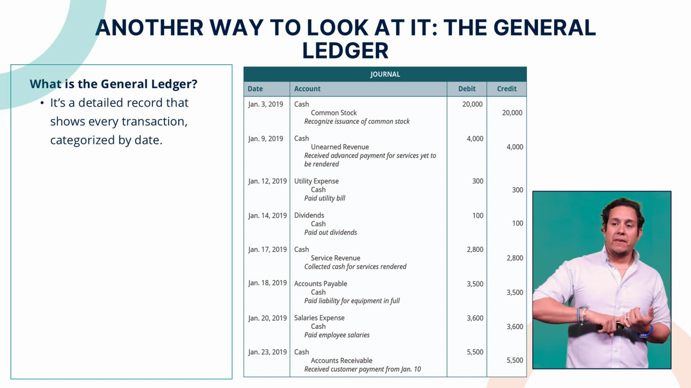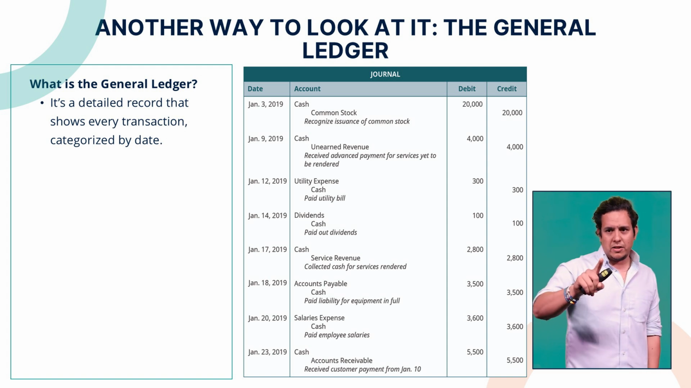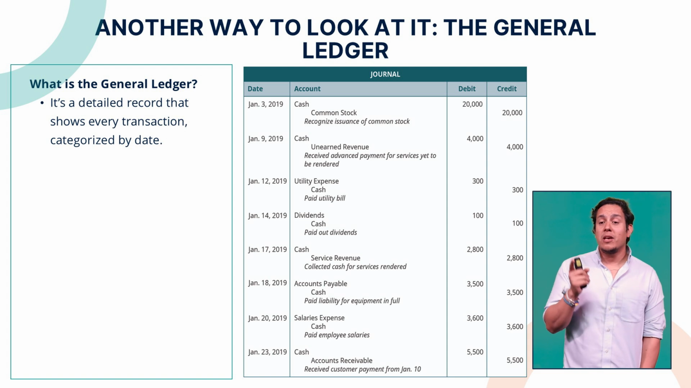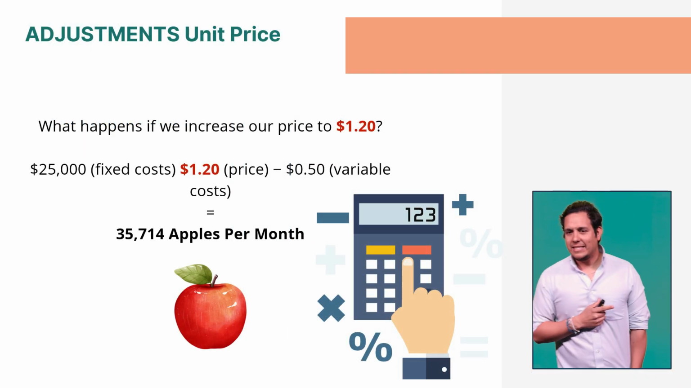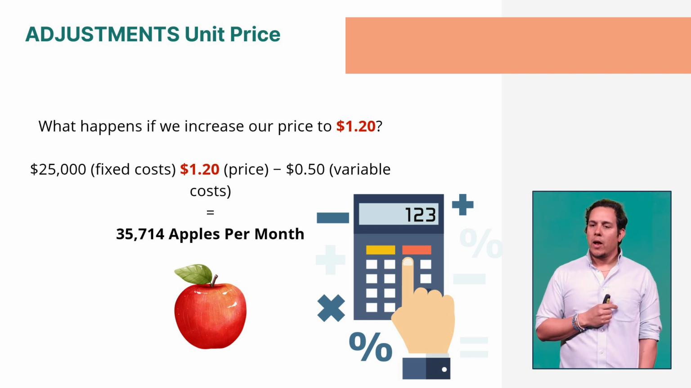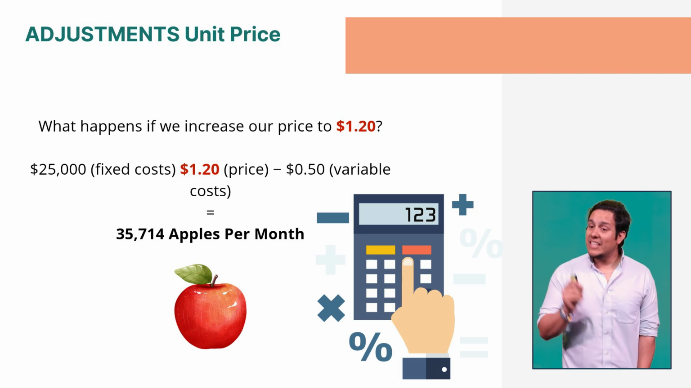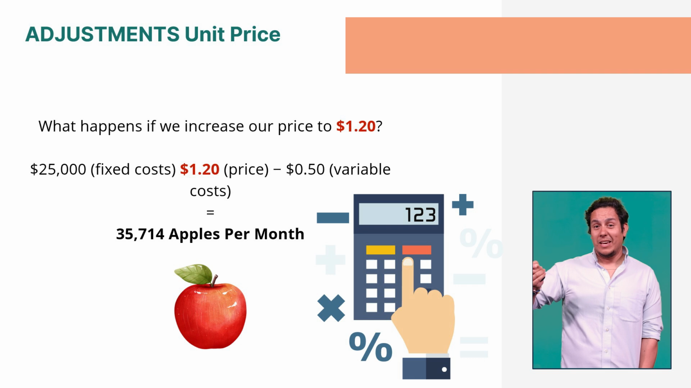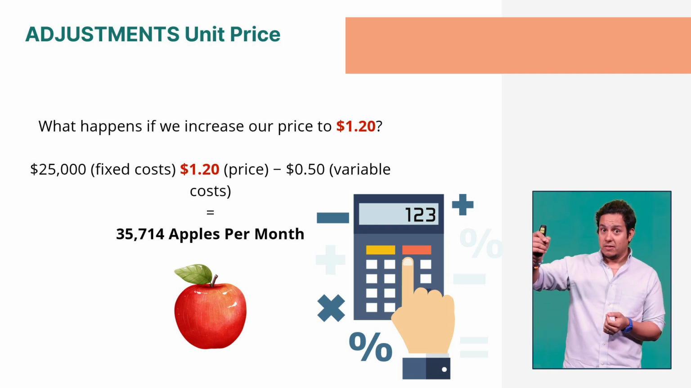So $25,000 over 70 cents, $1.20 minus 50 cents, that's going to give us 70 cents. So $25,000 over 70 cents is going to give us 35,714 apples per month. Whew. Okay. A lot less. It's better than 50,000, and that's only with a 20-cent increase in the price. So this is the effect of only increasing 20 cents, right?